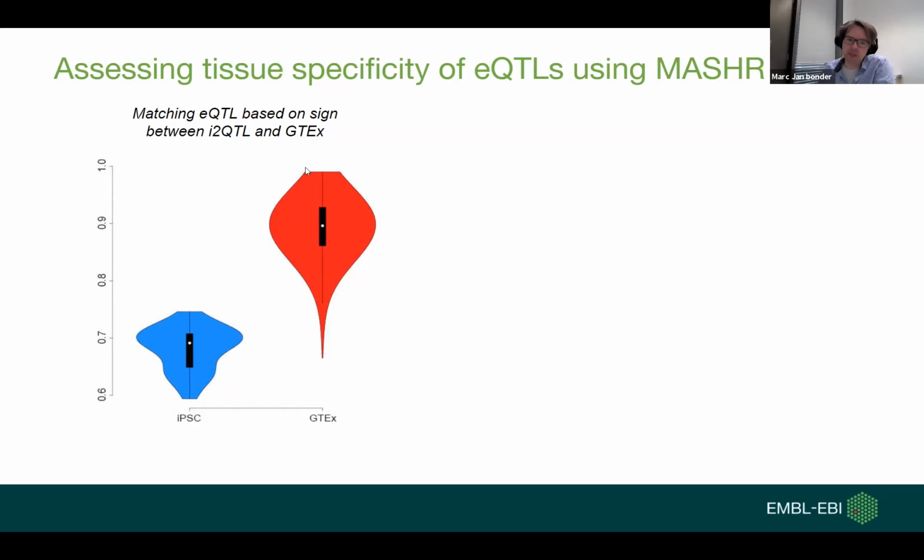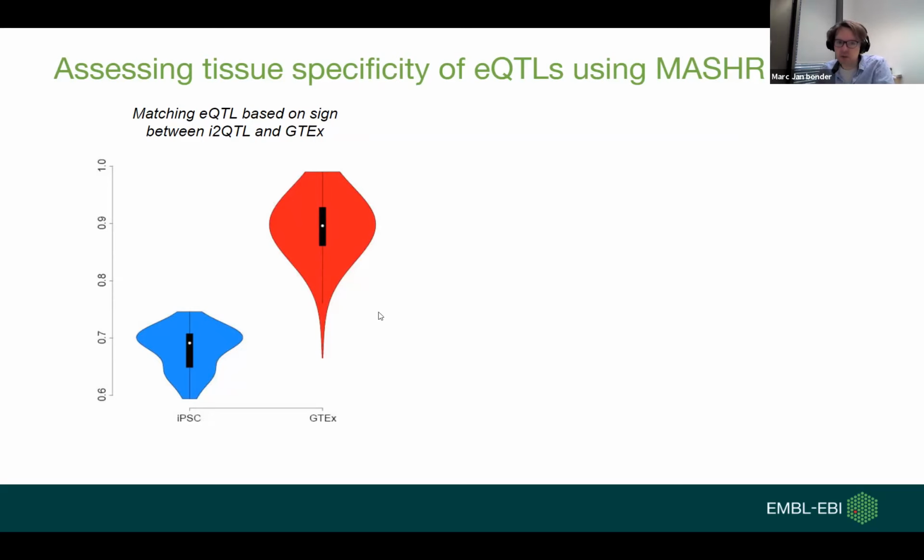Similar from the other GTEx tissues. But our iPSC data actually looks quite different from the GTEx patterns. So you can really see that there's a difference in the genetic regulatory landscape in this early time point as compared to what you see in GTEx.